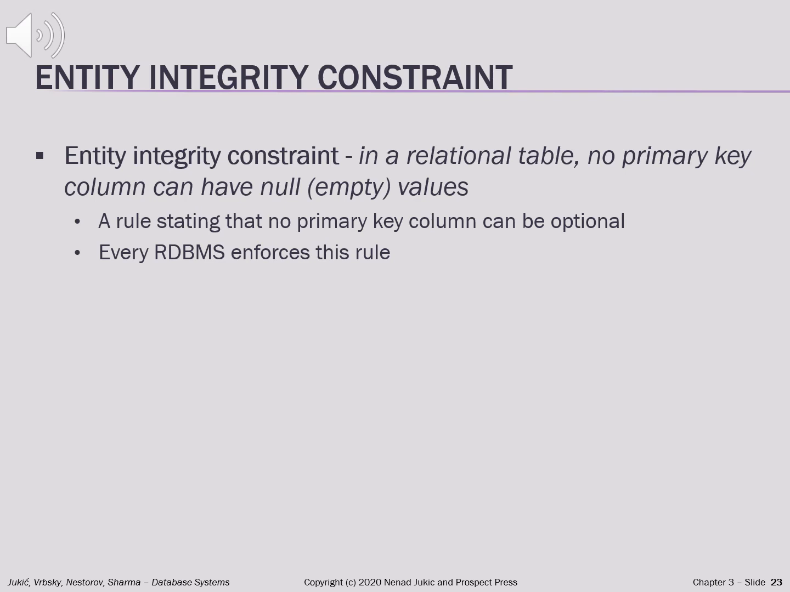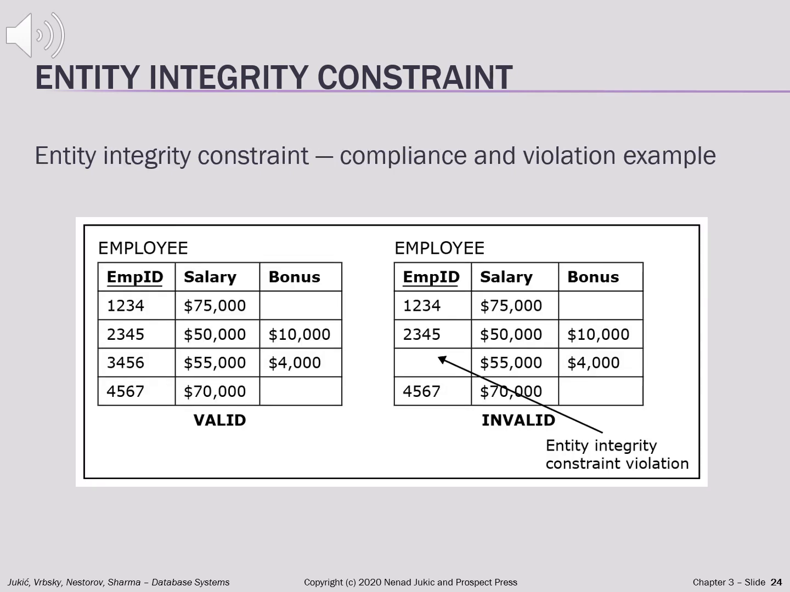Entity integrity constraint is a relational database rule mandating that no primary key column can have null, empty values. Every RDBMS enforces this rule. On the left, we see an example of compliance with the entity integrity constraint, as all rows have a value in the primary key column. On the right, we see an example of violation of the entity integrity constraint, as not all rows have a value in the primary key column. The table on the right would not be permitted by an RDBMS.